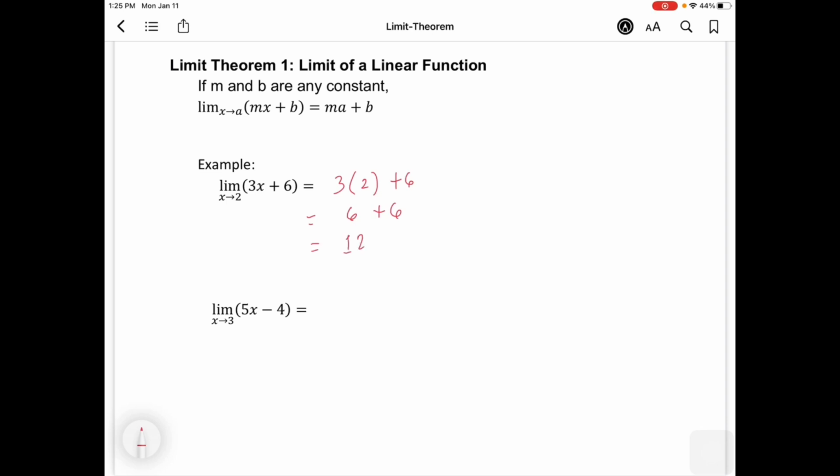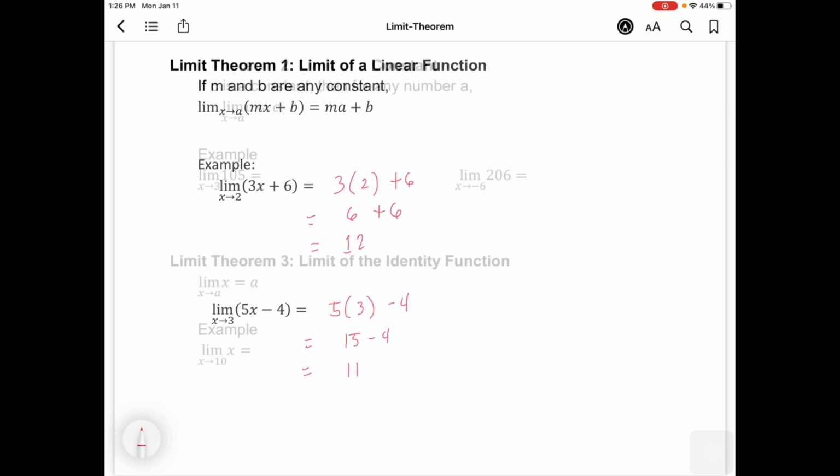The next is the limit of 5x minus 4 as x approaches 3. So magkakaroon tayo dito ng 5 times 3 minus 4. Then this will be equal to 15 minus 4. 15 minus 4 is equal to 11 as the answer.